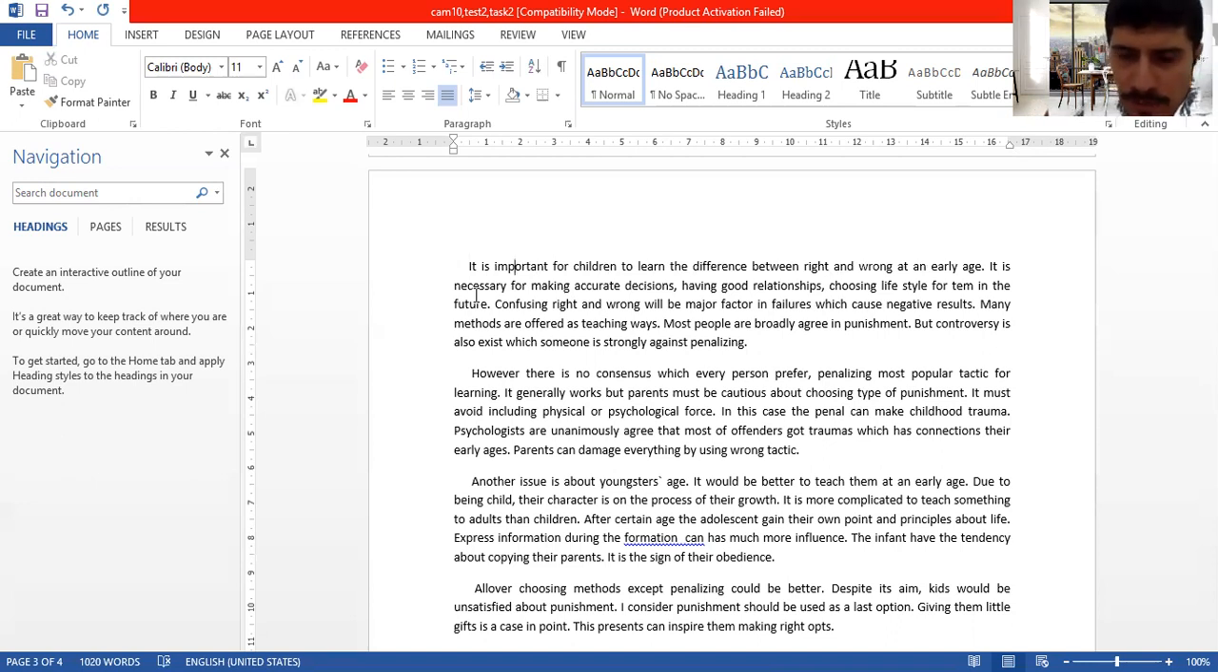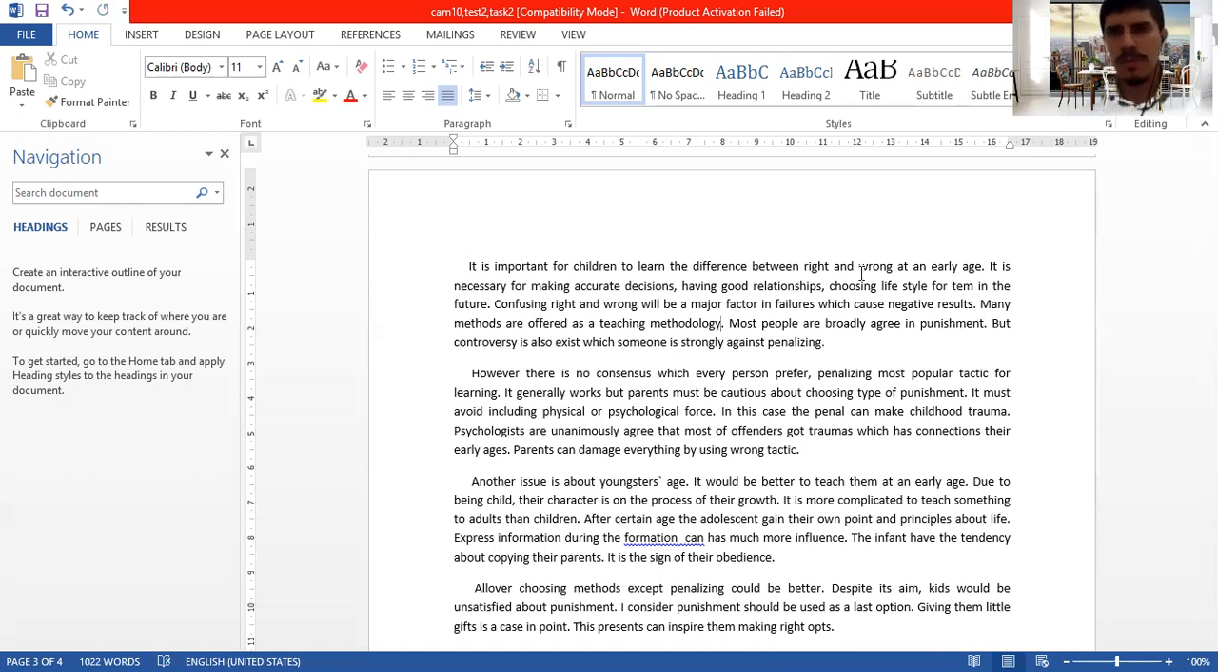Confusing right and wrong will be a major factor in failures which cause negative results or adverse impact. Many methods are offered as teaching ways or as a teaching methodology. Let's write it in a more academic way.